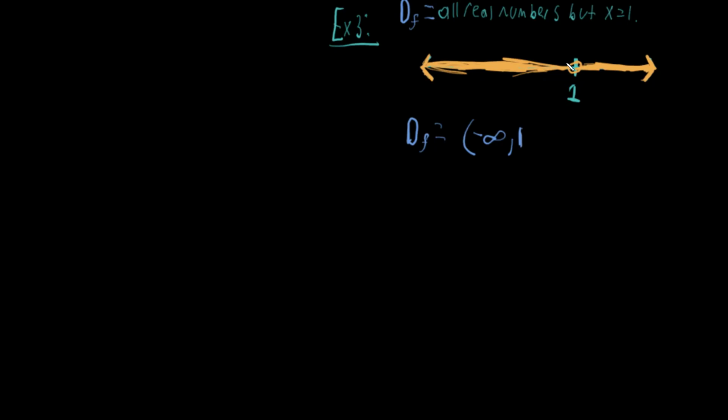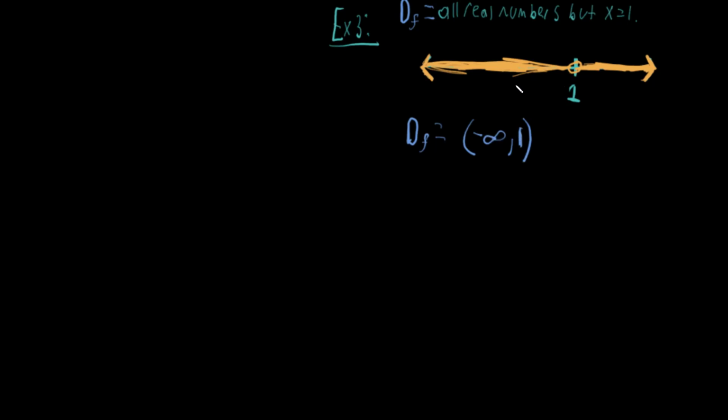Now, we do not want to include 1. 1 is not included on here with a circle. 1 is not included in here by saying all real numbers but that. And then if you go up a little bit, you'll see that we said x does not equal 1. In order to do that, what we say is don't include 1 looks like this. You put a parentheses. And that means do not include 1.